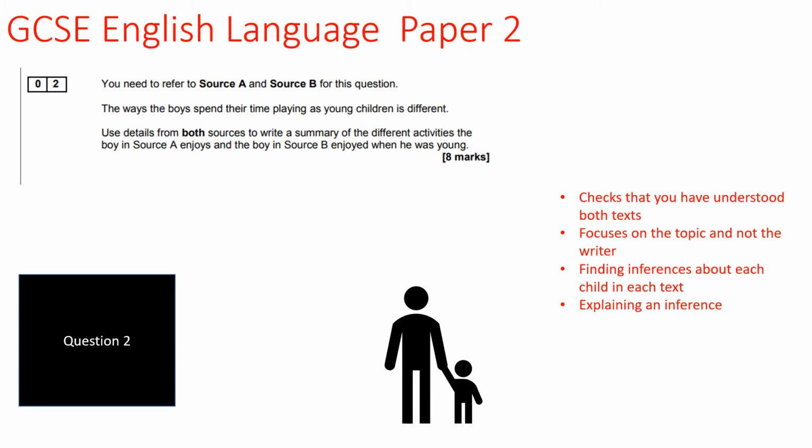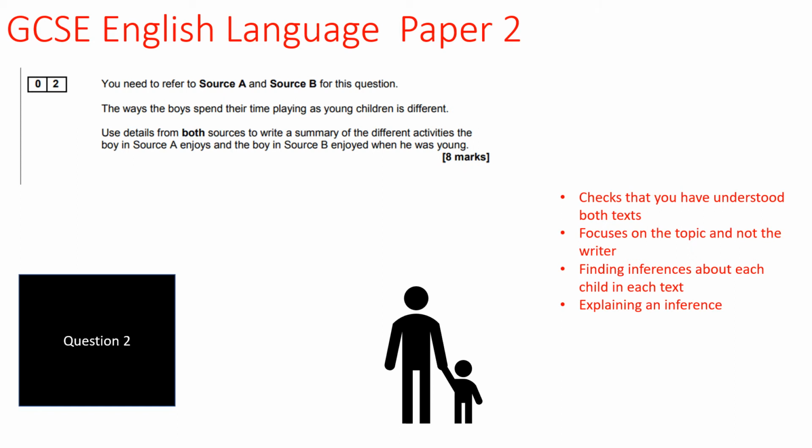It's looking at one thing. And here it's the boy and the activities. And so this is a question that's going to check your understanding of both texts. So straight away now for question 2, you're talking about source A and source B. And this is not about the writer's techniques, but this is about what you learn about the boy. So it's really an inference question. So you have to read between the lines.